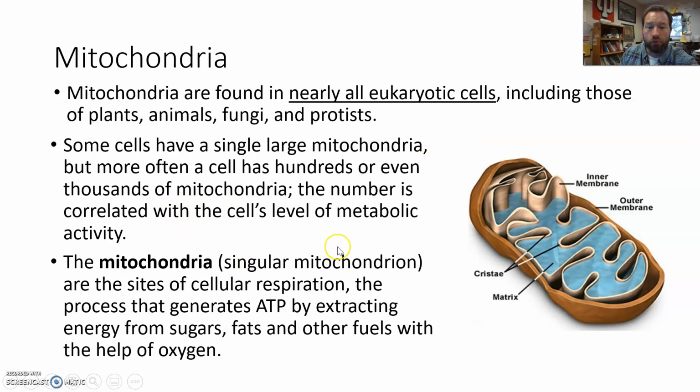So mitochondria, the plural is actually mitochondrion. So when we say mitochondria, we're talking about plural mitochondria. Mitochondrion, this is the site of cellular respiration. And that's where our cells are able to break down the sugars that are stored up in photosynthesis and turn them into usable energy, which we call ATP.